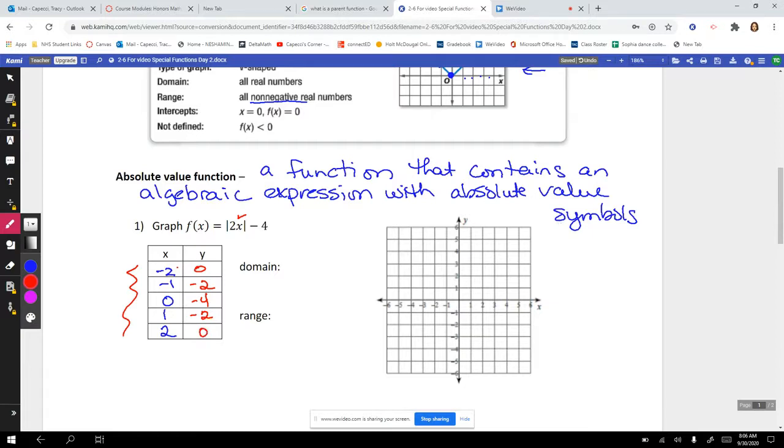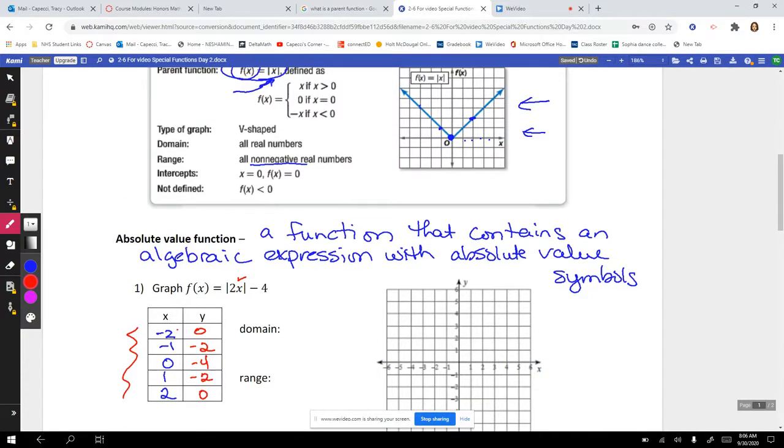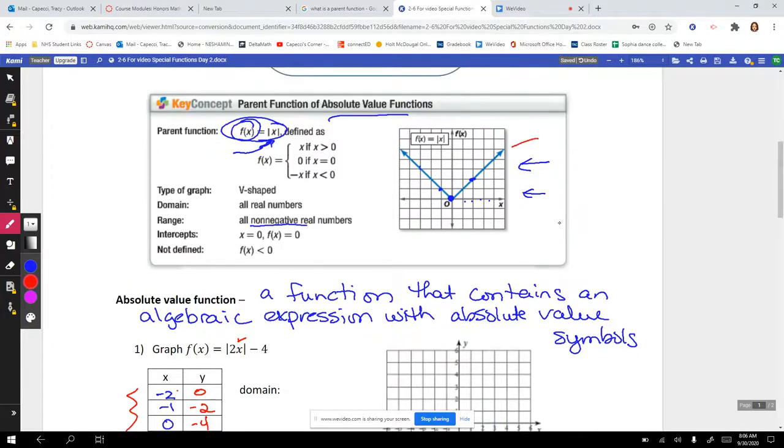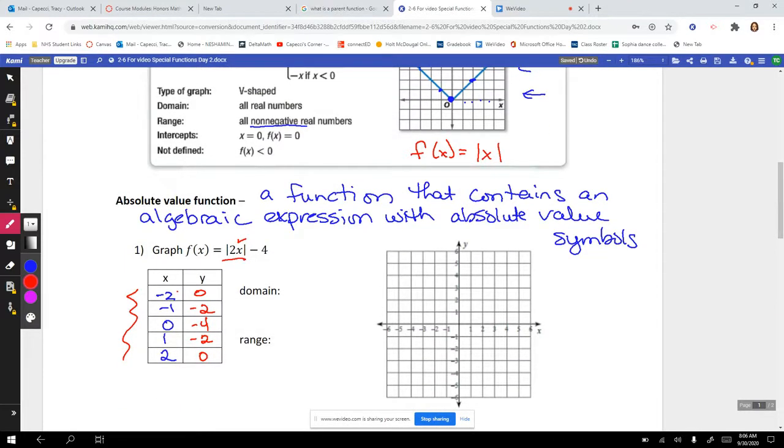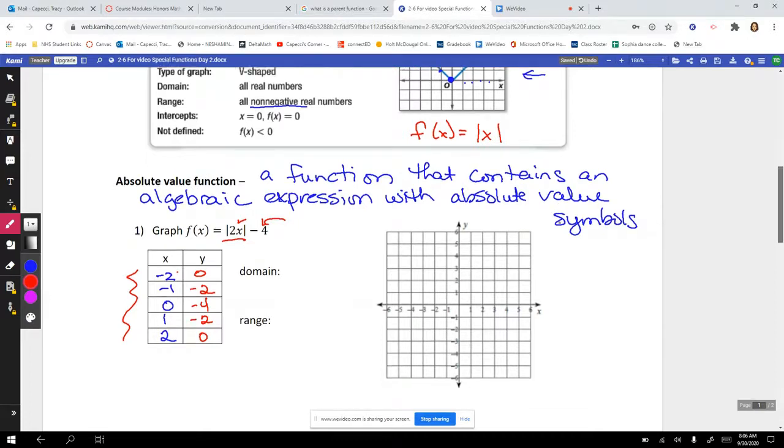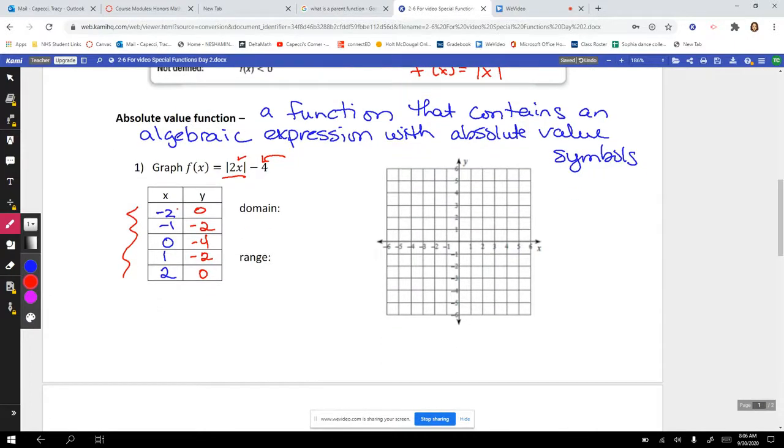Although I set up here, and we'll go back to it every now and then, that our output is always going to be positive, that's because our parent function is really only f of x equals the absolute value of x. What we did here is a couple of things. We multiplied the inside by 2. We have a negative 4 outside. So we did make some changes to that parent function. So let's graph it and see what it looks like.